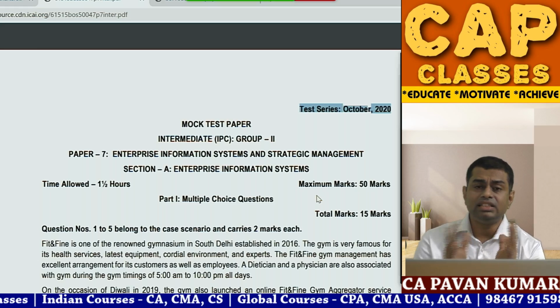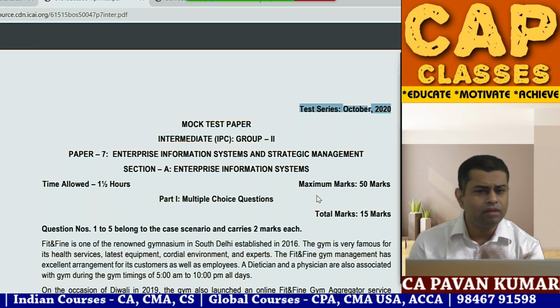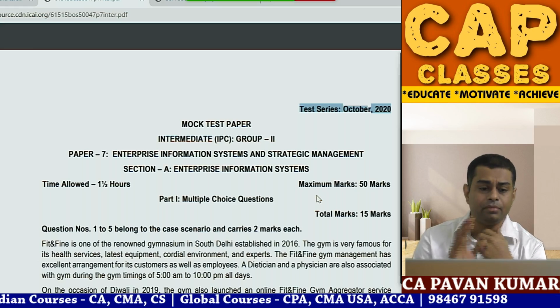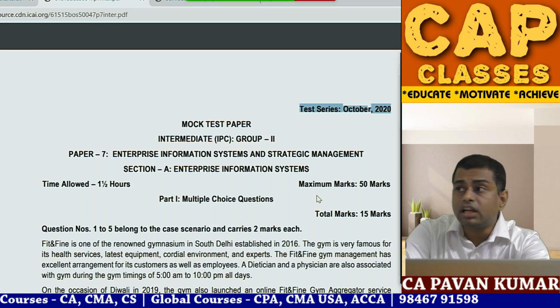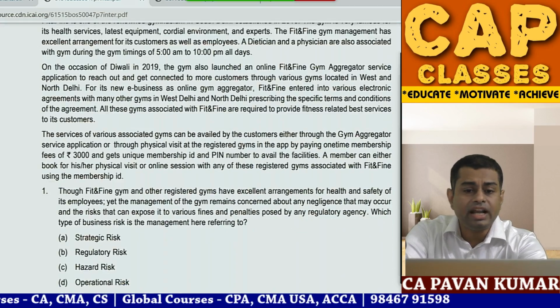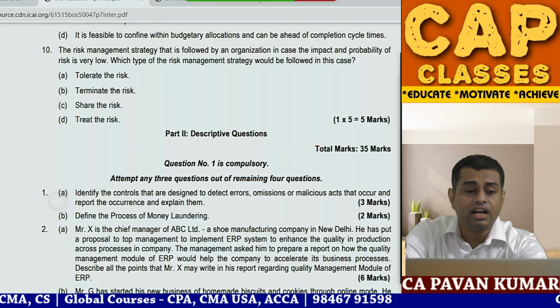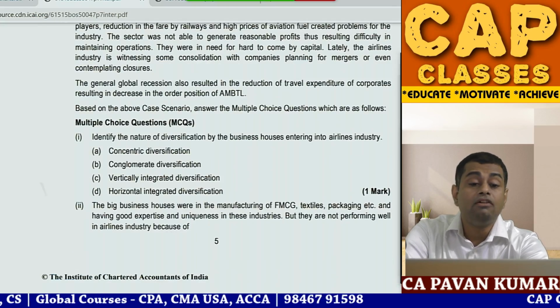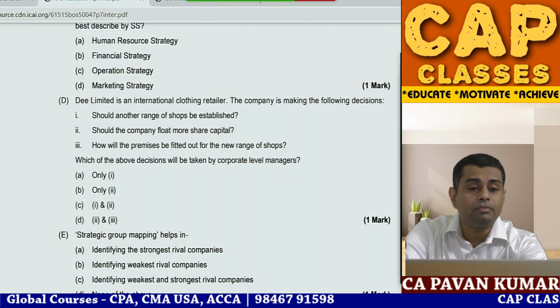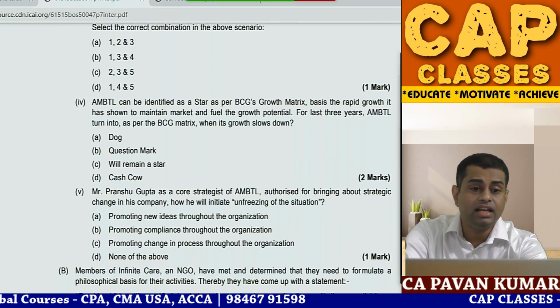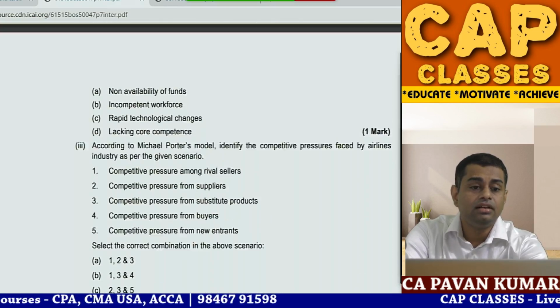The pattern is same for EIS and SM for both old syllabus and new syllabus. It is same. So this is the mock test paper of October 2020 taken from the website of our respected ICAI, Institute of Chartered Accountants of India.